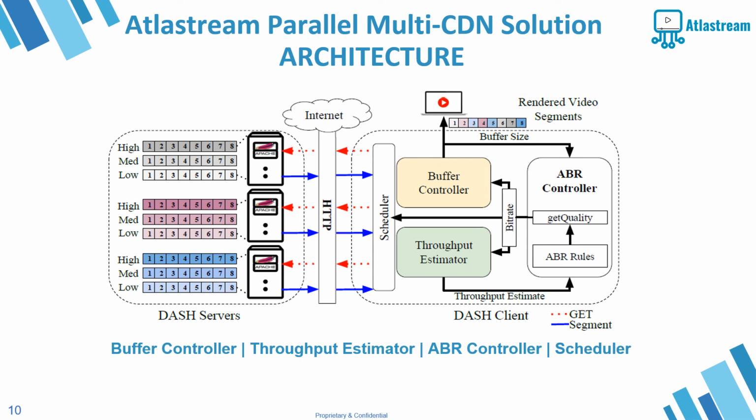It does not need any modifications in the CDN, encoding, content or the network. It works with any existing HTTP adaptive streaming setup. All modifications are performed in the player. Any player can enjoy Atlas Stream parallel multi-CDN capabilities with easy and minimal integration effort.